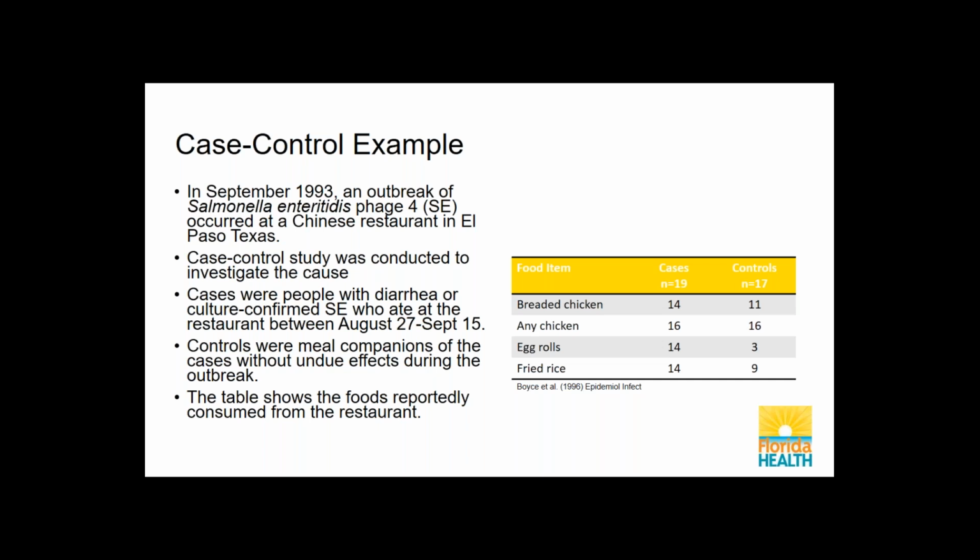So here we have our food items. There's breaded chicken, any chicken, egg rolls, and fried rice. And then we have the total number of cases and the total number of controls. So what do you guys think about this chart? What do you think could possibly be the issue here?